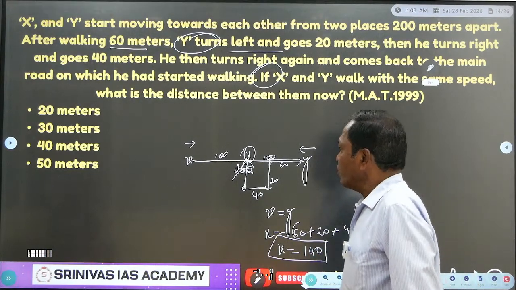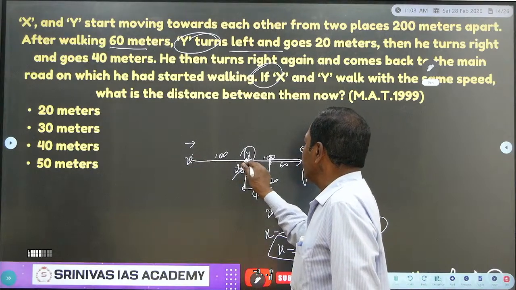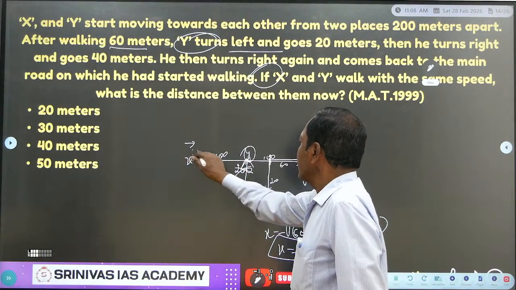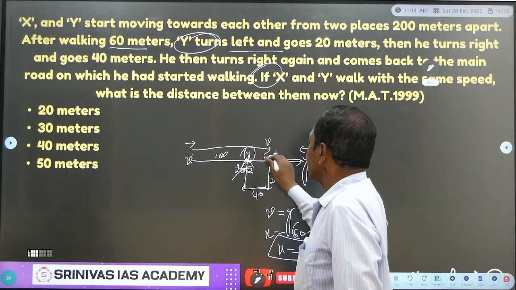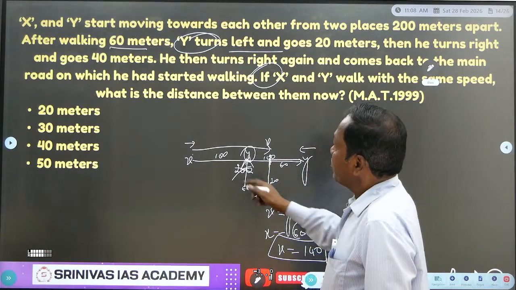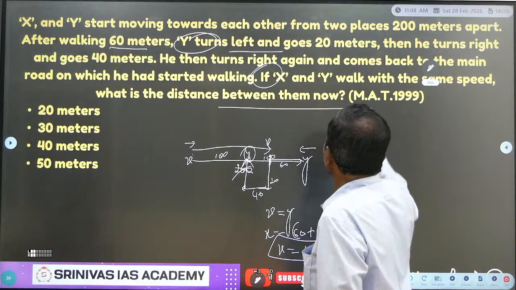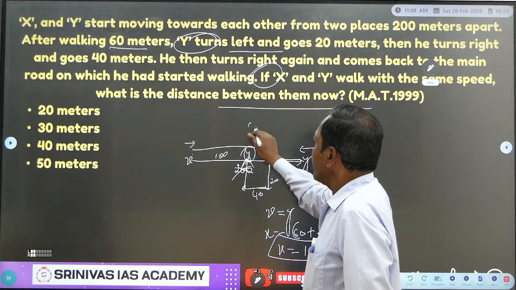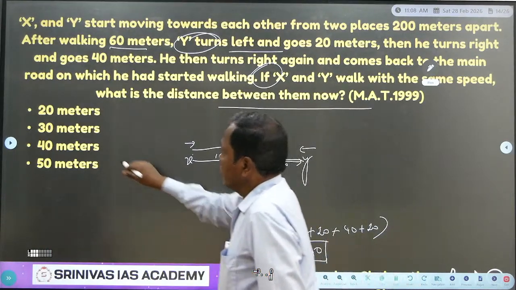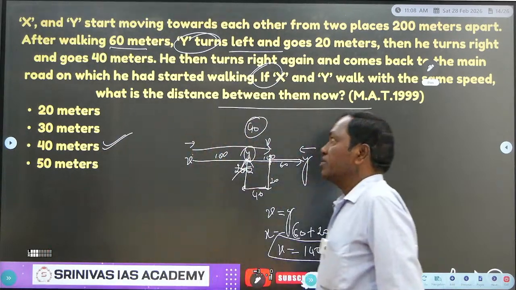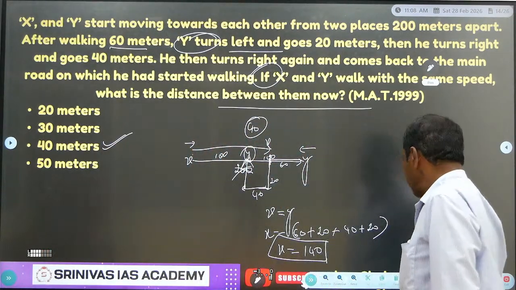X also walks 140. Then X 100, this is 40 here. It means X comes here. This is the X, 40 meters. Then what is the distance between them now? It's exactly 40. It's like that. That is the information which has been provided in that.